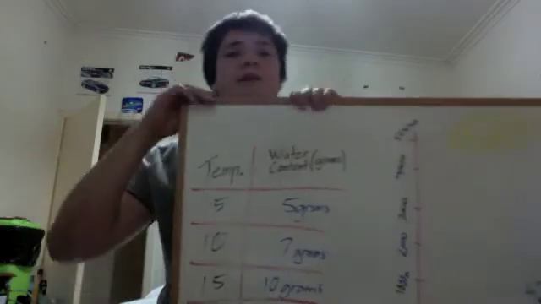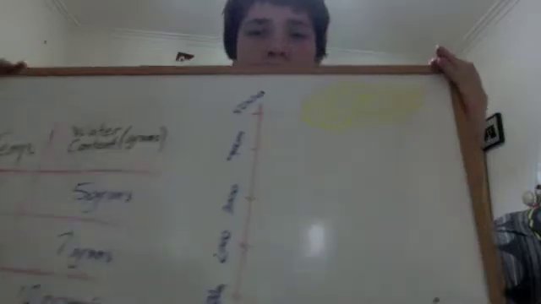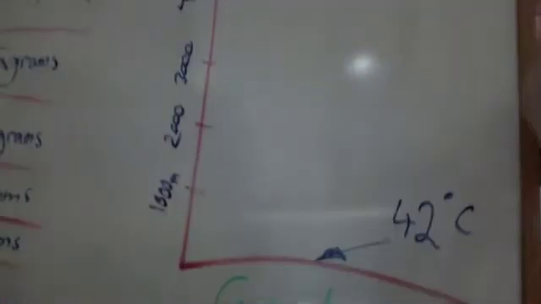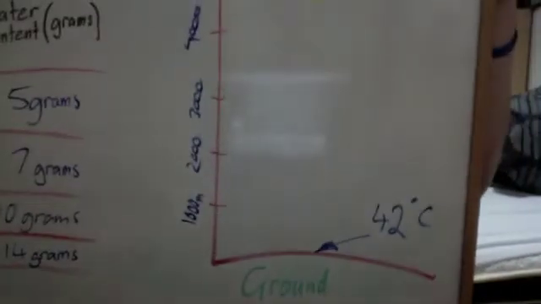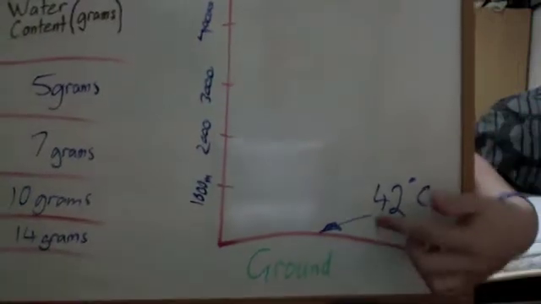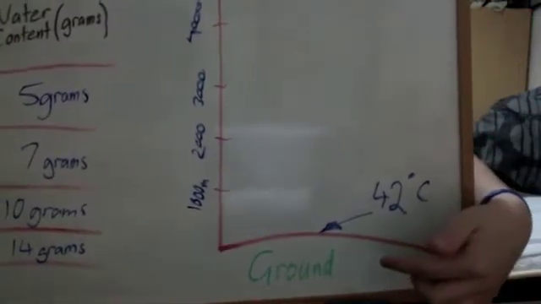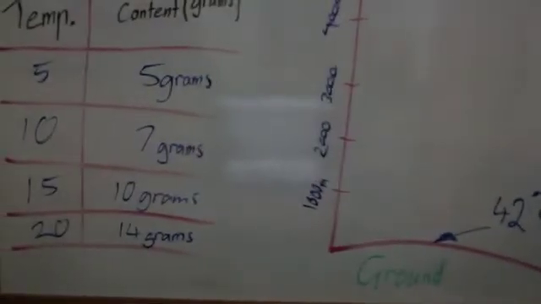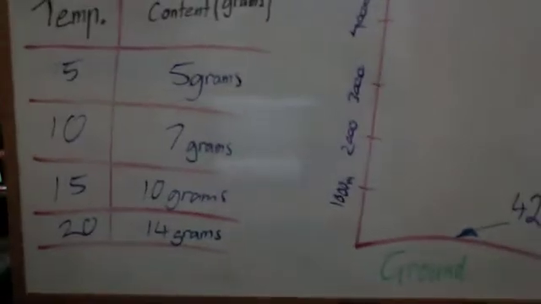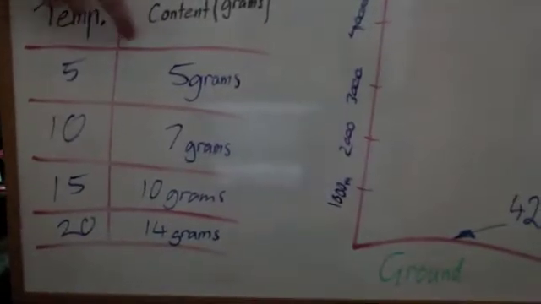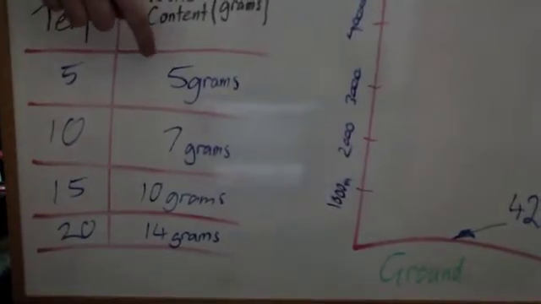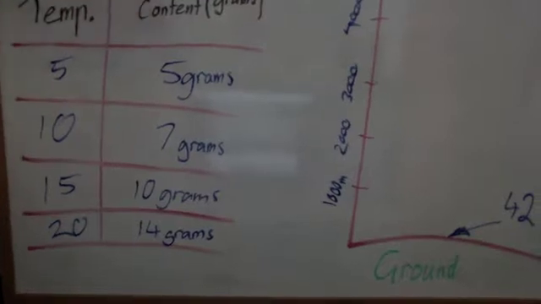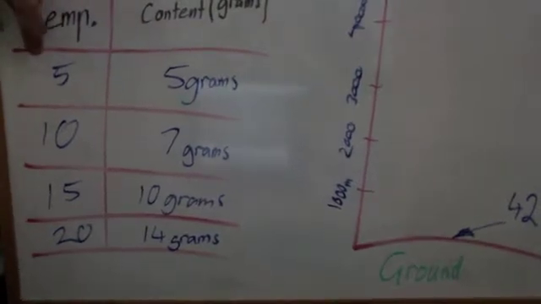So basically, to explain this better, this will show it better. You start at the ground and it's 42 degrees. Then you have about 5 grams of water vapor. So you look at 5 grams here, 5 grams here, right? And then the temperature where it would turn into an actual cloud is 5 degrees.